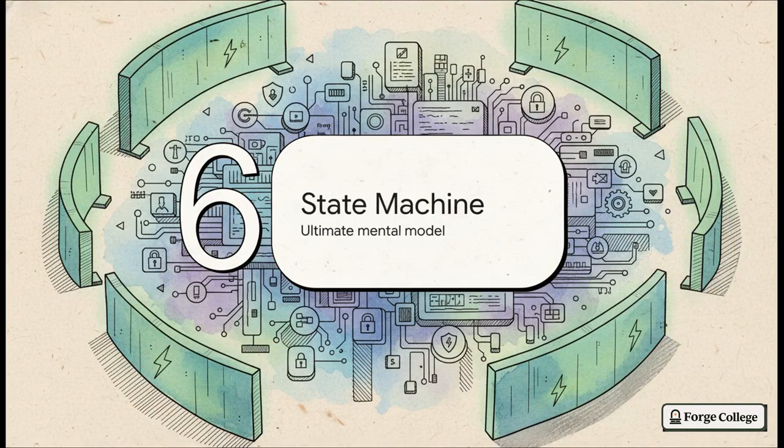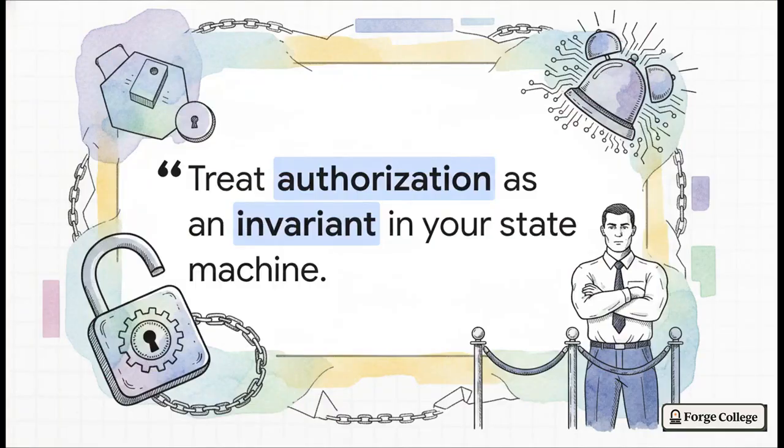And finally, Section 6. Securing the state machine. This is where we zoom out and establish the ultimate mental model for smart contract security. Treat authorization as an invariant in your state machine. Seriously, I want you to write that down. The crucial point here is that this is the golden rule of blockchain engineering. Everything we've discussed today, every lock, every bouncer, every alarm, ties back to this single powerful concept. Authorization isn't just a feature, it's a fundamental invariant of your state machine.